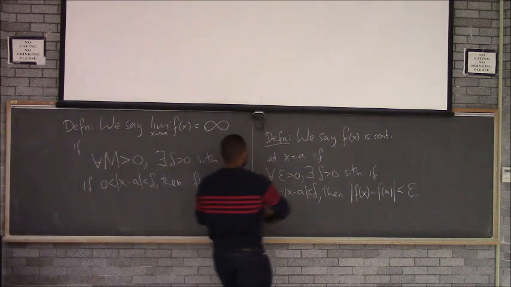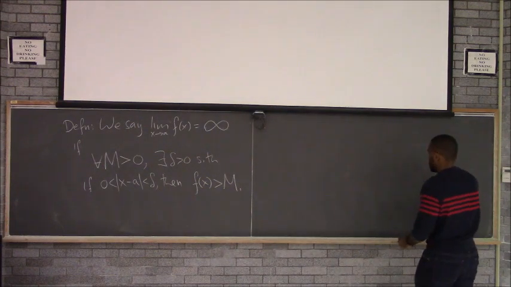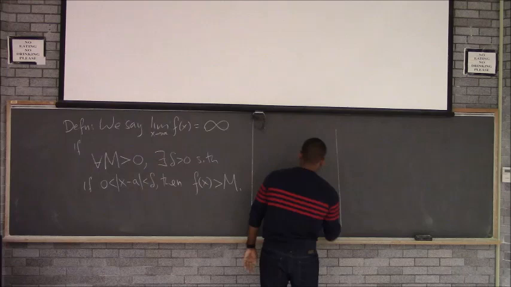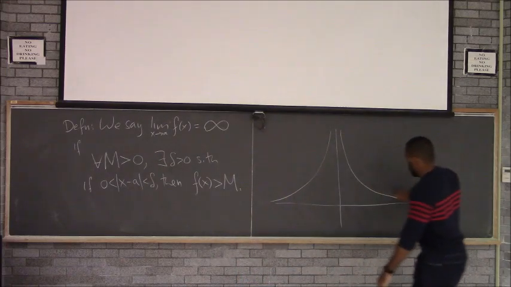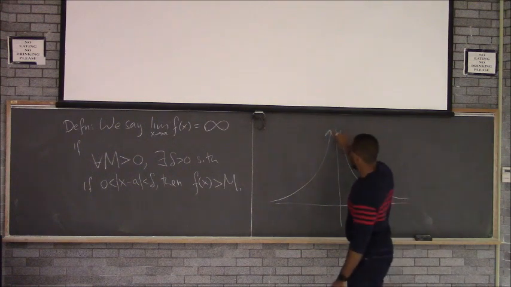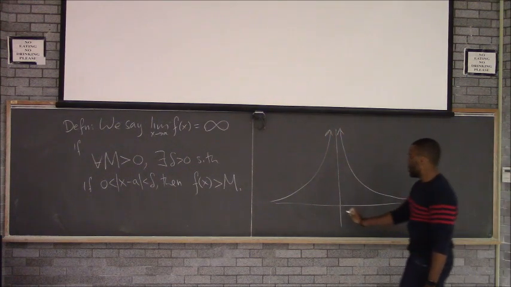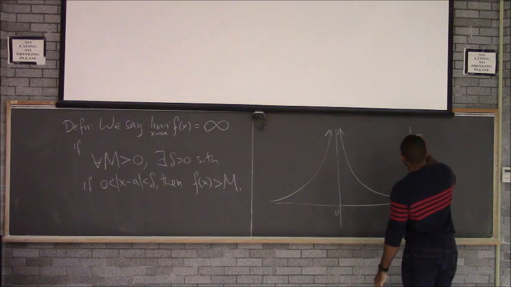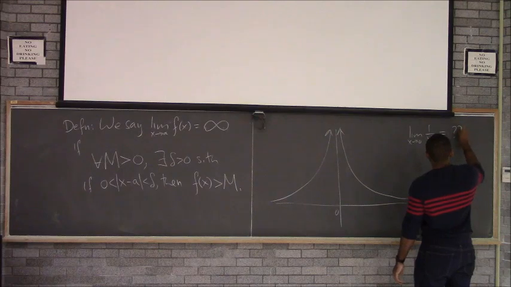So look at the example here. So let's say that's our graph, like something like a 1 over x squared. Someone can pick, and you're looking at the limit as x approaches 0 of 1 over x squared. What does that equal to?